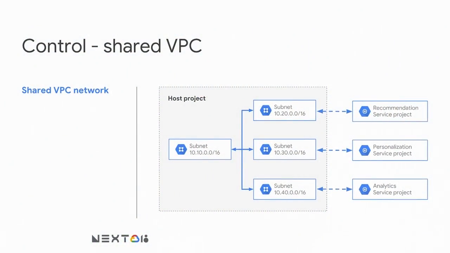Before I go on to look at the IAM policies, I just need to introduce you to yet another control. This is shared VPC. This allows you to define an RFC 1918 network, which you can divide up into subnets. These subnets can then be used by the service projects, i.e., the projects that you've given to your developers.